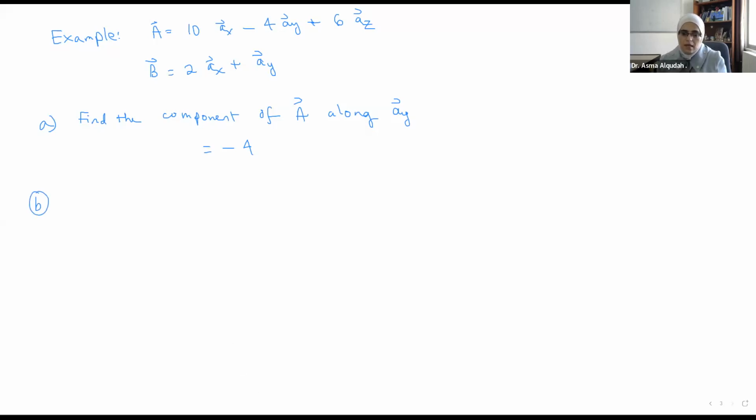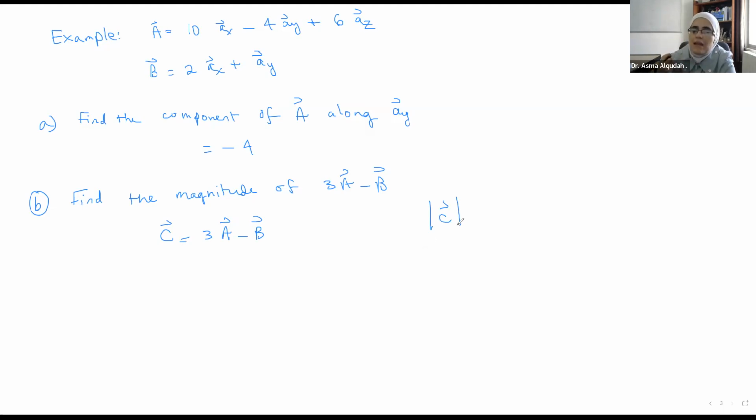Part B says, find the magnitude of 3a minus b. So we want to find the magnitude of 3a minus b. To do this, let's define a third vector, call it c. c is equal to 3a minus b. Now we want to find the magnitude of c.